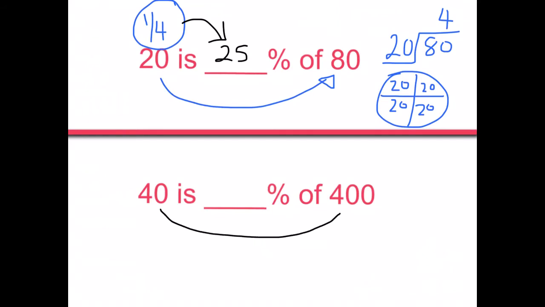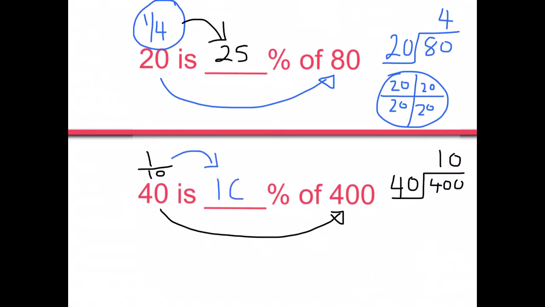40 into 400. So the question asks us, 40 is something percent of 400. So how many 40s are in 400? It's 10. So that means that 40 is 1/10 of 400. Our final step is to put a tenth into a percentage. 1/10 is just 10%.